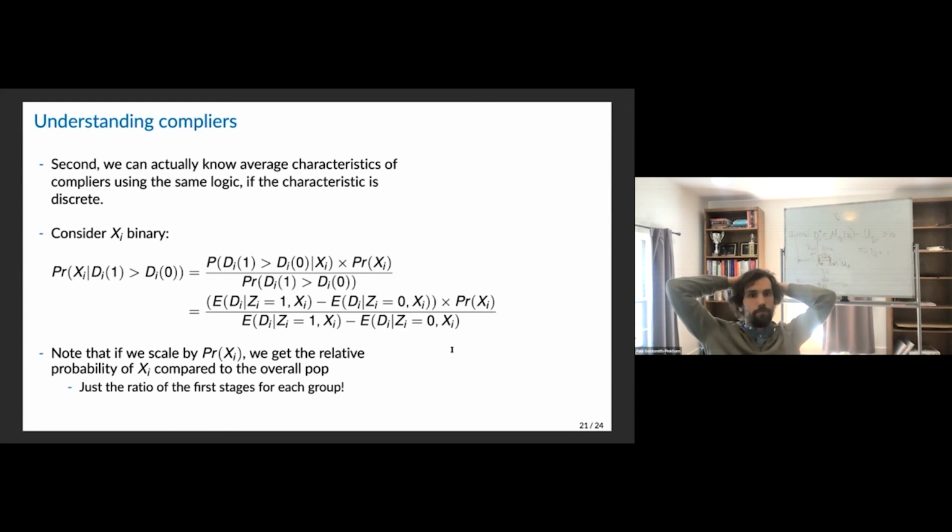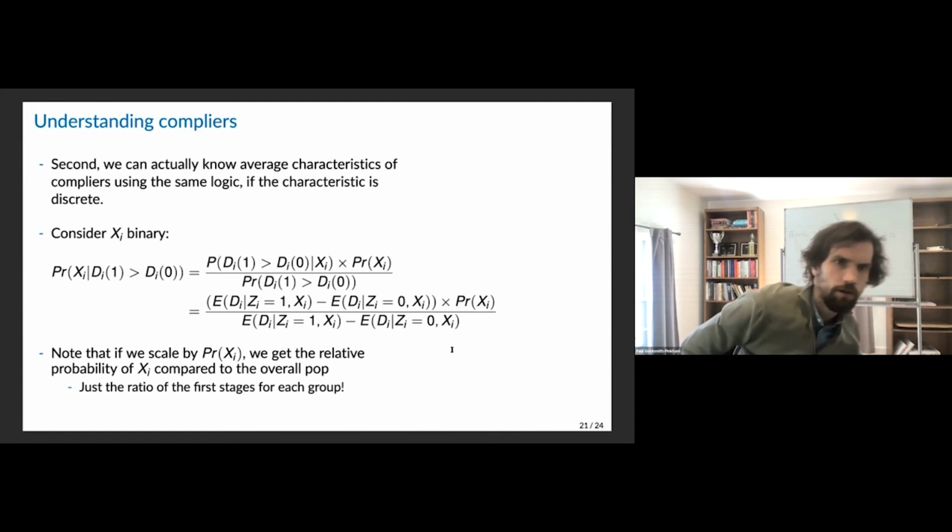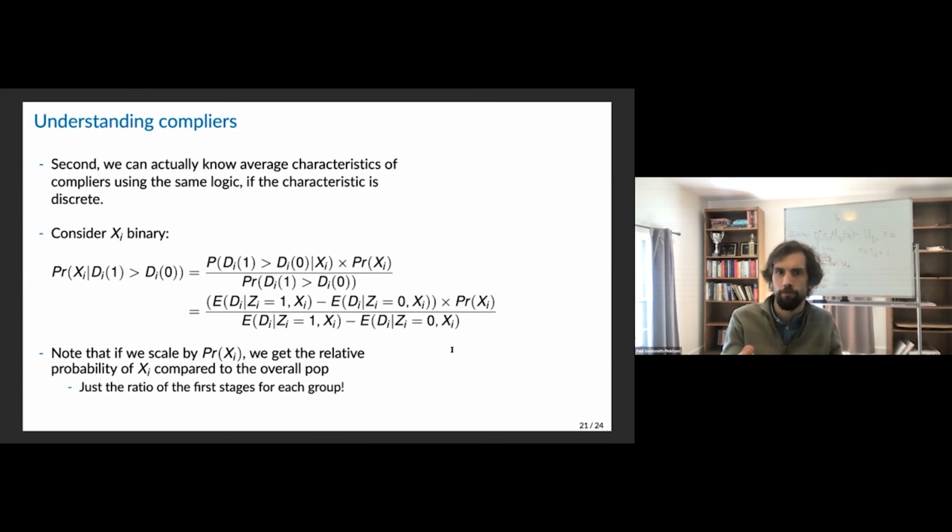This is trivial to estimate, right? Hopefully you see that. You just run the first stage and look at the coefficient, then run the first stage for men, get the coefficient, and compare the ratio of those two. That'll tell you how much more men are in the complier group versus, say, in the overall population.